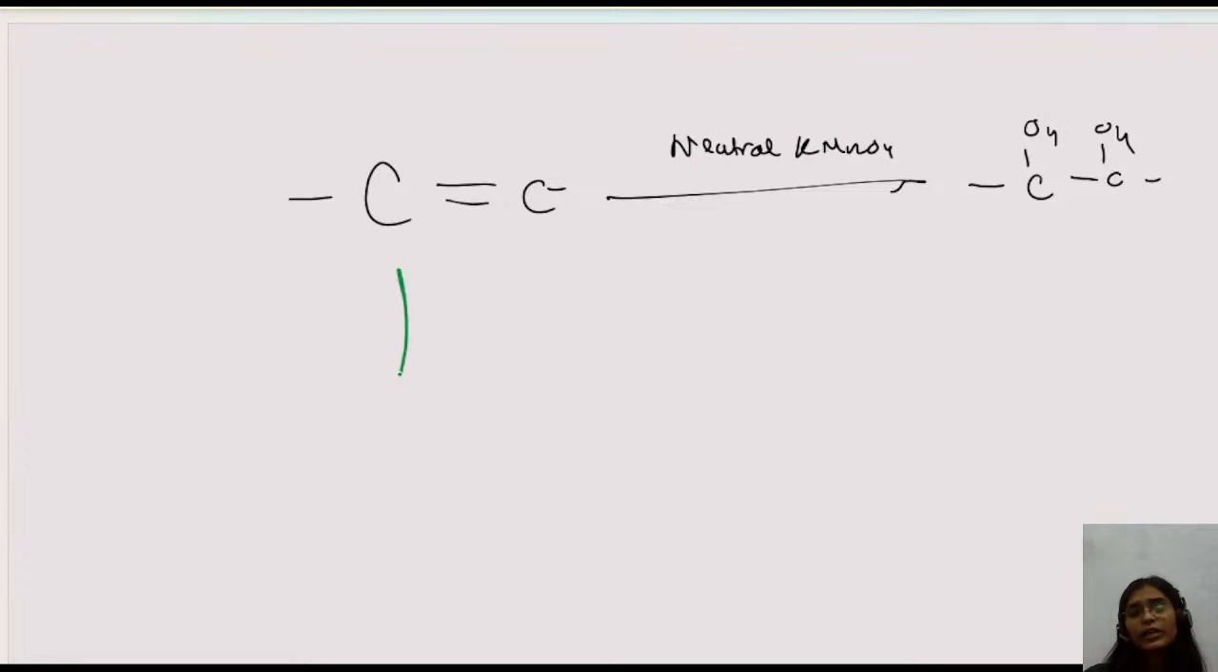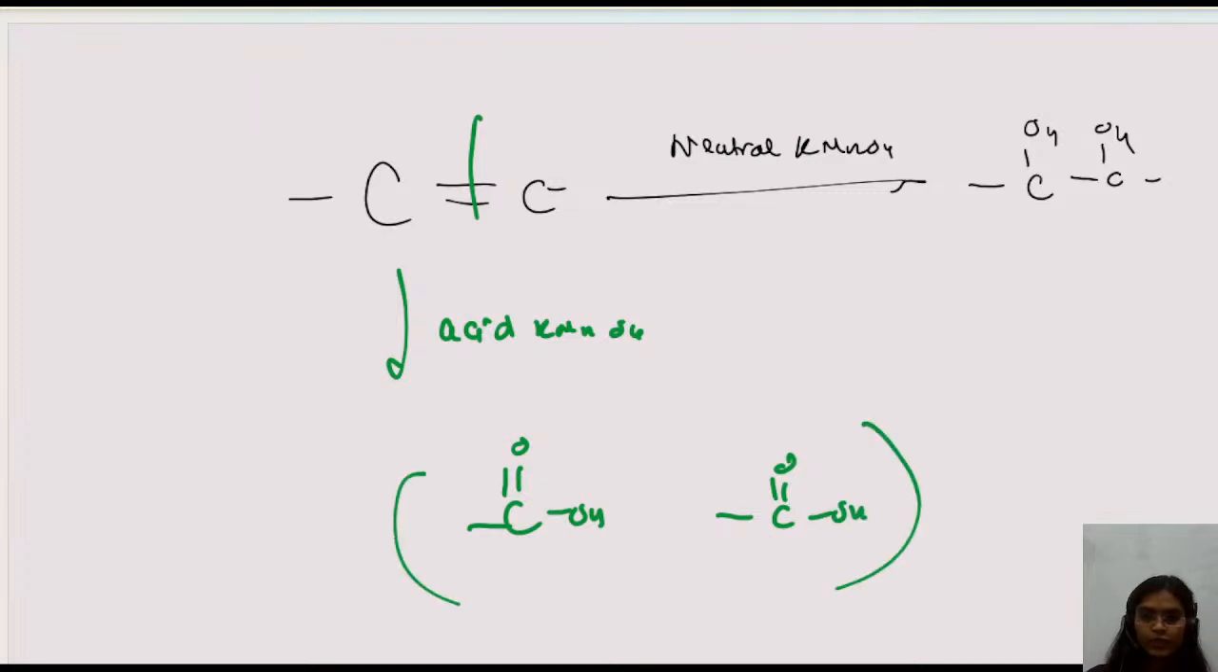But in this case, if I'm using acidic KMnO4, what we get is that the double bond breaks, and then there is an OH bond formation that takes place. So like this, the reaction is going to happen. So the triple bond, normally, of course it will. Okay, this is the one.